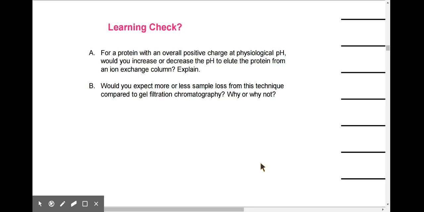What about gel filtration? Any interactions with the column? Any bonding type of association interactions? Attractive forces.